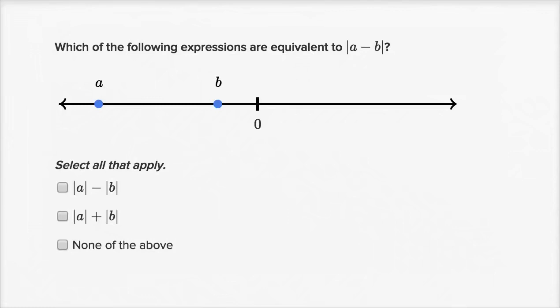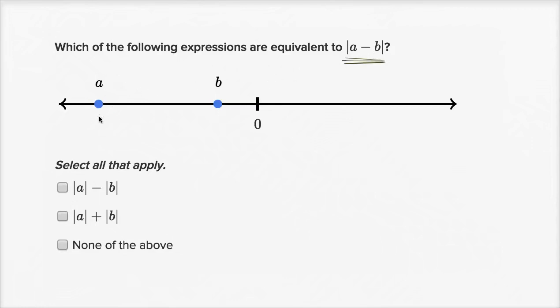What I hope to do in this video is get a little bit more practice thinking about absolute value of the difference of numbers as the distance between those two numbers. So in this first question, we are asked which of the following expressions are equivalent to the absolute value of a minus b. And just as a reminder, the absolute value of a minus b, this expression, is going to give us the distance between a and b.